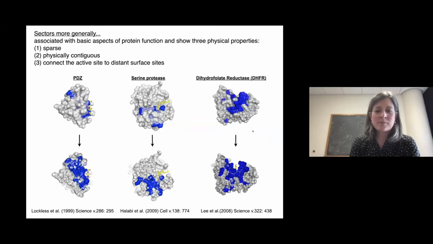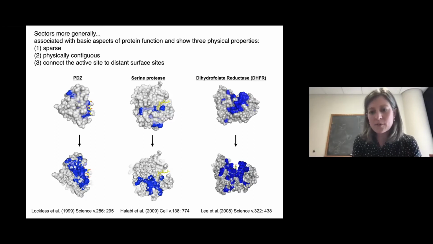Okay, so now in several protein families that have been studied, what we've seen is sectors seem to empirically have three physical properties. The first is that they're relatively sparse. So it's usually about 20 to 30% of the protein sequence that's really strongly coevolving. And they form these physically contiguous networks that are branching throughout the protein structure. So here I'm showing 3 examples, a PDZ domain, a serine protease, and dihydrofolate reductase. And at the bottom, I'm showing cut-throughs so you can see how the sector is distributed inside the interior of the protein.